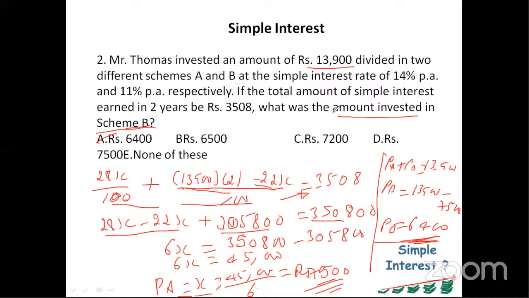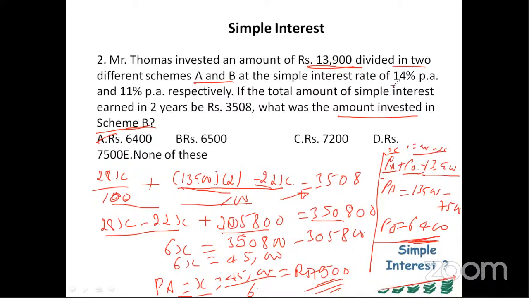For example, they have told Mr. Thomas invested an amount of rupees 13,900 divided into two different schemes, A and B, which means his principal amount is divided into two schemes like PA plus PB. PA plus PB total amount is 13,900. Since we don't know the principals, we took PA as X, which means PB will be equal to 13,900 minus X. This is the principal for PB. And the rest everything is the same.